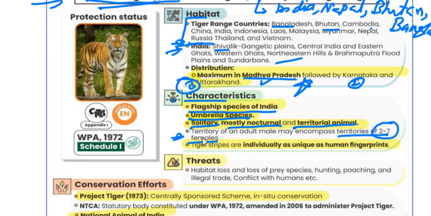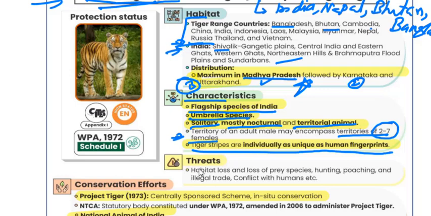Okay. Next, tiger stripes are individually as unique as human fingerprints. Means different tigers' stripes are different. So like in humans, the fingerprint can be used as identity, same with the tiger. Tiger stripes can be used to identify one tiger from the other.